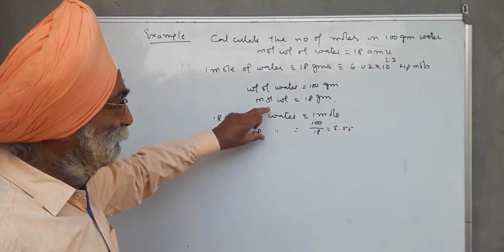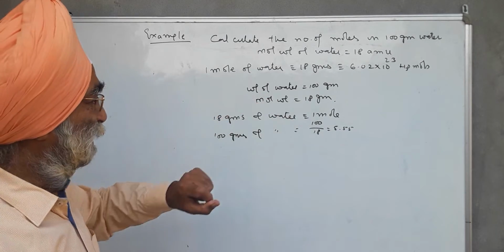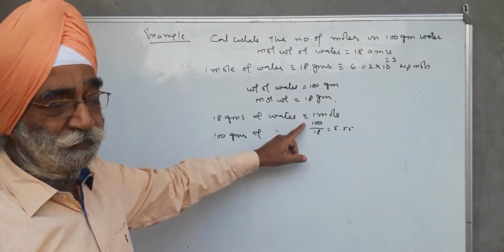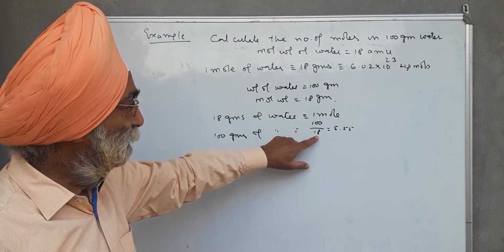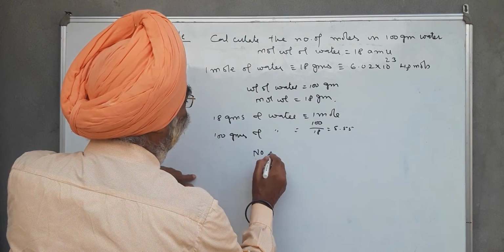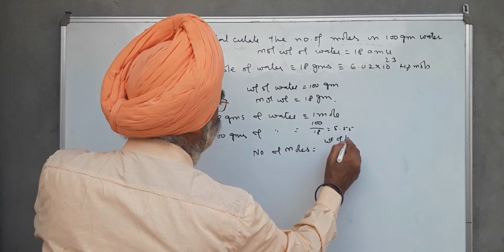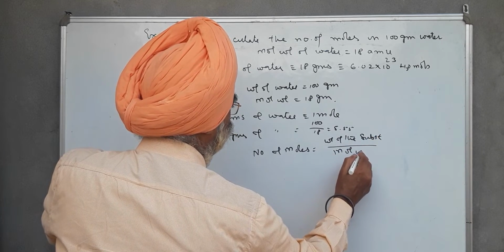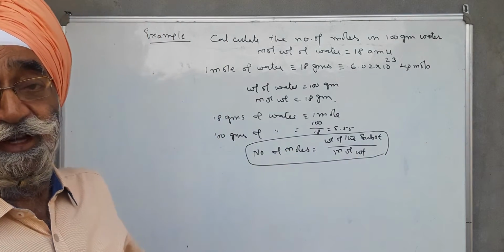We have solved this question, but we shall generalize these calculations. And how we shall generalize? In this calculation, what's in the numerator? Given weight of water 100 grams, we have divided it by molecular weight. So we shall write to calculate number of moles. Formula is weight of the substance over its molecular weight. We are to learn it, not cram it.